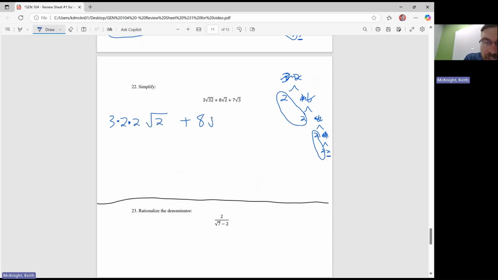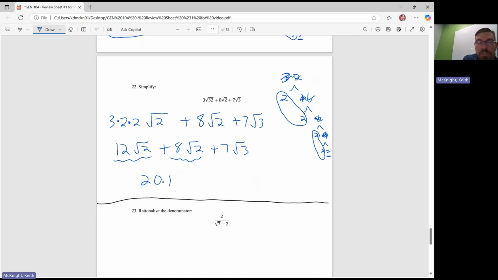Now we have our plus 8 radical 2 because that doesn't simplify, and our 7 radical 3 because that doesn't simplify. Now, 3 times 2 times 2, well, that's 3 times 4, so that's going to be 12 square root of 2, plus 8 square root of 2, plus 7 square root of 3. Now, we have like terms because these are both square root of 2's. So we're going to combine those to say 20 square root of 2 plus 7 square root of 3. And that would be our final answer because these are now no longer like terms. So we have to leave them as is.